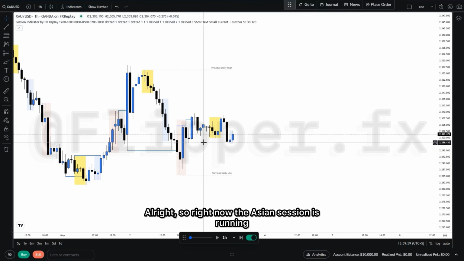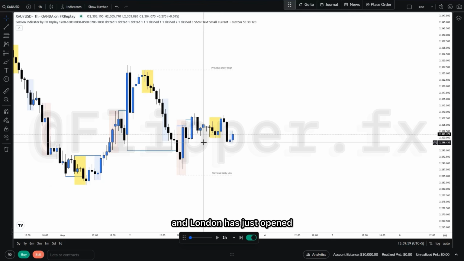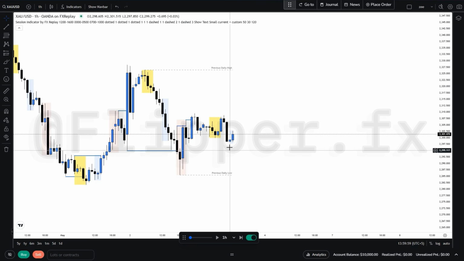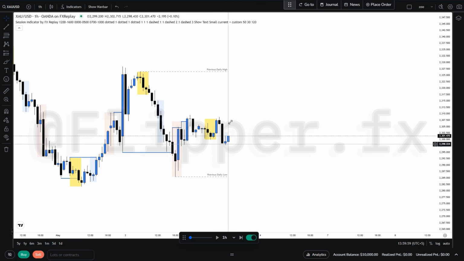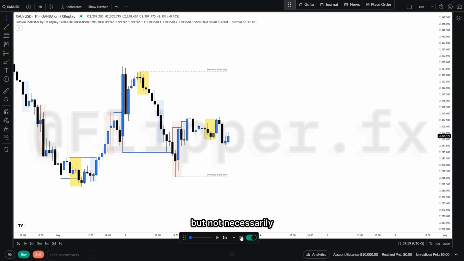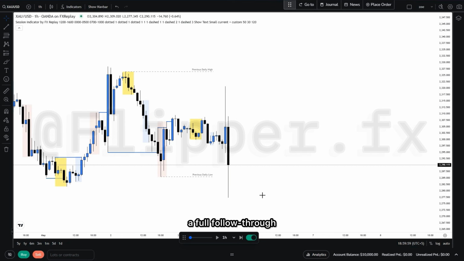Alright, so right now the Asian session is running and the London has just opened. What happened during the London session: the market dropped, swept some liquidity, specifically in the Asian lows, and now there's a strong chance the market will give us a move back toward these highs. Of course, we will likely get a reaction from this area, but not necessarily a full follow through.